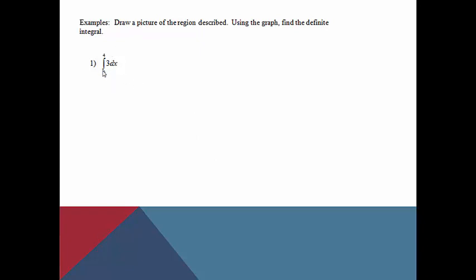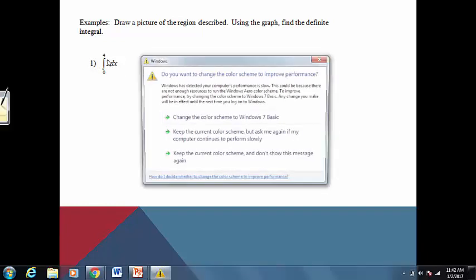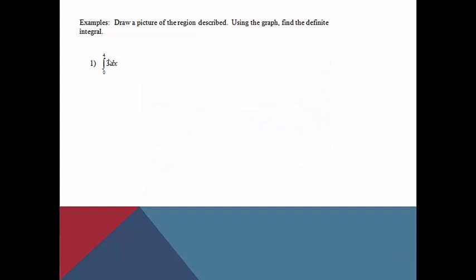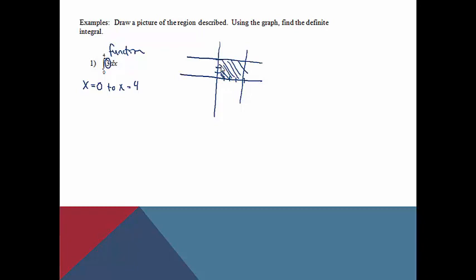Okay, the first one says the integral from 0 to 4 of 3 dx. 3 is my function. We are going to go from x equals 0 to x equals 4, and we're going to be finding the area under that curve. So if I draw a picture of my function, the function 3 is just a straight horizontal line. I would like to go from x equals 0 to x equals 4, and we're finding the area between the graph and the x-axis. So this is the area that I'm looking at.